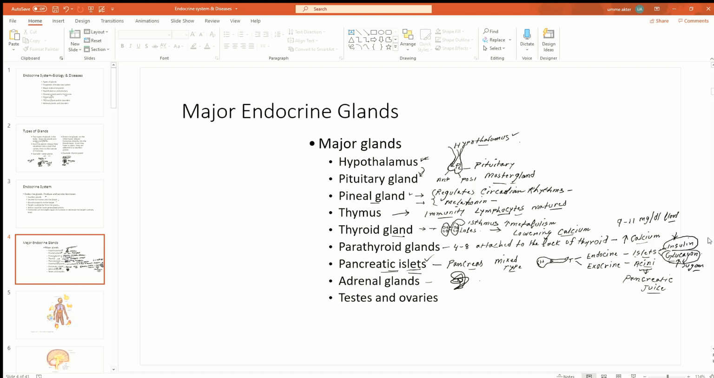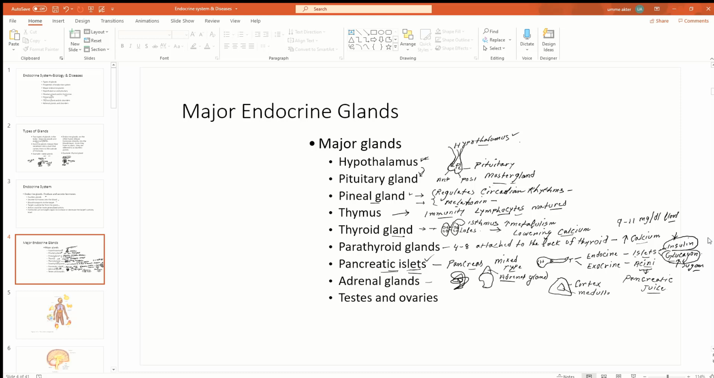So if you see the kidney, on the top of the kidney you have like a crown of the kidney, that is the adrenal gland. So you have two adrenal glands because you have two kidneys, right? And the adrenal gland has two parts. The outer part is called the adrenal cortex, and the inner part is called the medulla.